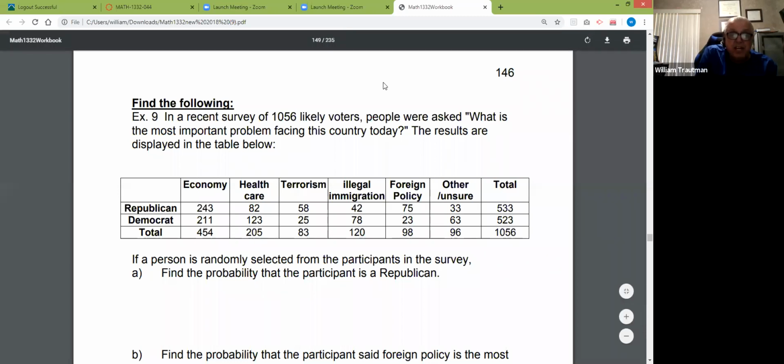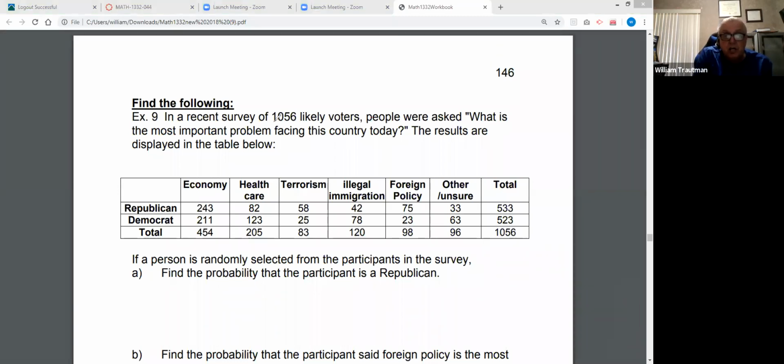In a recent survey, there are 1,056 voters. And if you look right here, there are 1,056 voters. Let me show you what the table does. It adds up all the Republicans. Here's all the Republicans. It added them all up. And it says, what is your most important problem you're facing? So here's all the Republicans. They added up to 533. Then they added up all the Democrat votes, and they got 523. Then you add going down, and you get this.